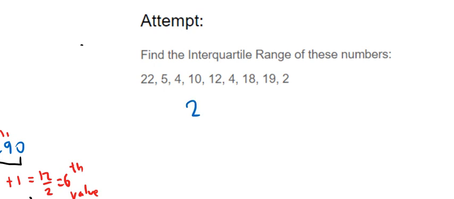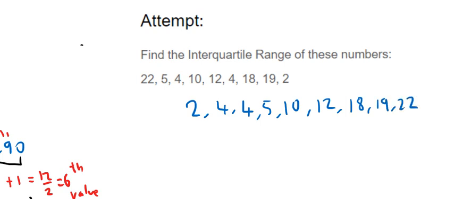So if I put them in order first anyway, I'm going to get 2, 4, 5. Sorry, it was 2 4s actually. And then the next smallest is 10, and then 12, and then 18, 19, and 22. So there's 9 values here.